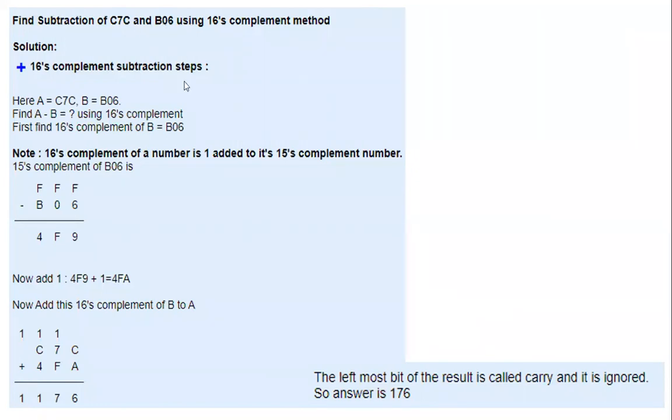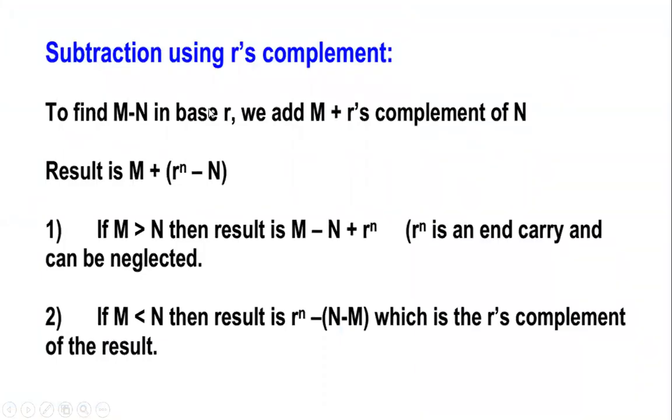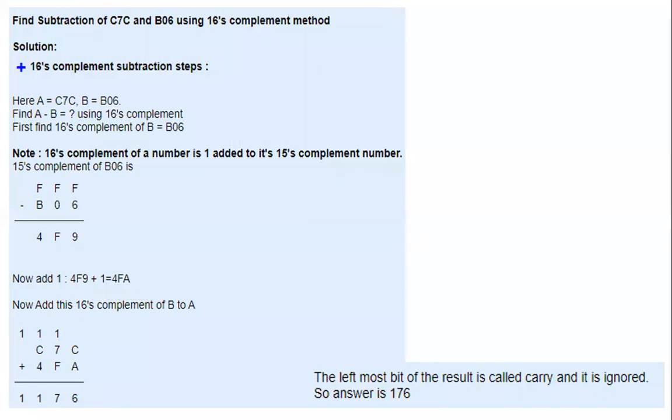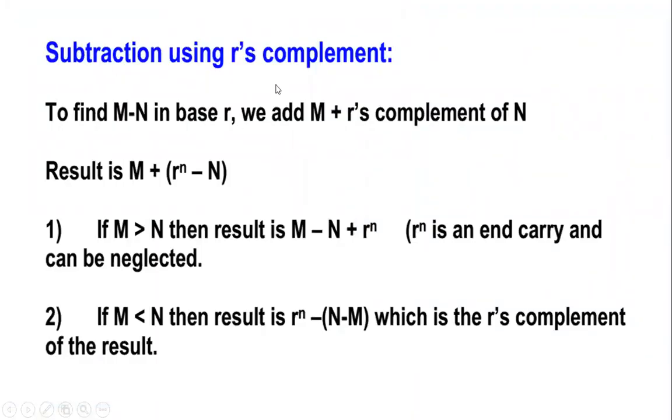Now can I generalize the steps? Yes, we can generalize the steps. It is the same step. The only thing that is happening is your 1's complement is changing to 7's or 15's or 9's, and 2's complement is changing to 8's complement or 10's complement or 16's complement. So we can generalize this. We call this subtraction using R's complement, where R represents the base: 2's complement, 8's complement, 10's complement, 16's complement.